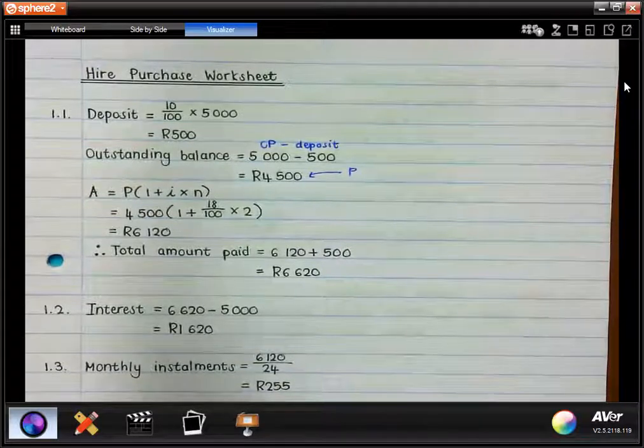You might have done an extra step here in 1.1 where you actually calculated the monthly installments. That's fine. I only did it in 1.3. But it's all right if you did it as a part of 1.1. It's no problem.